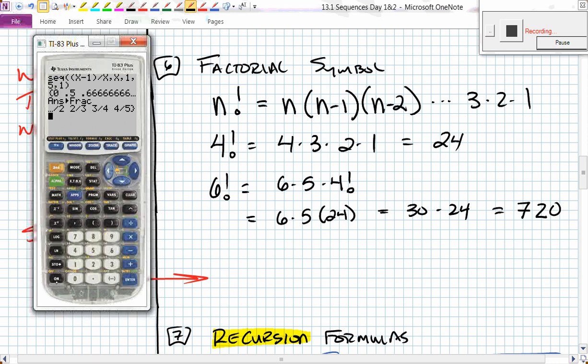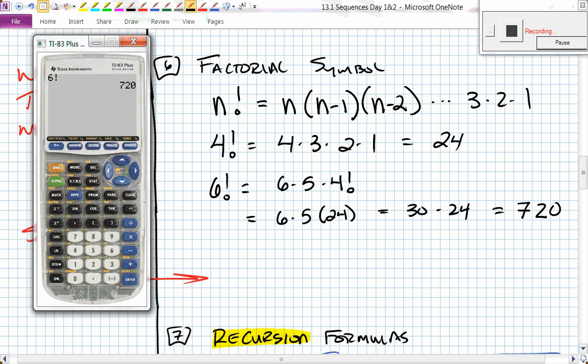Okay, check it out. Here we go on the calculator. Ready? Punch in 6. Math. Move your cursor to the left to PRB for probability. And then option 4. Aw, snap, 720. There it is. There we go.